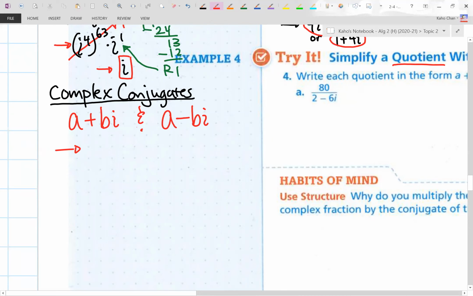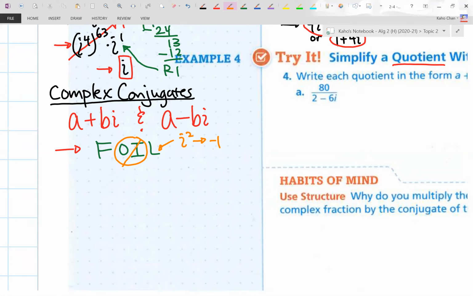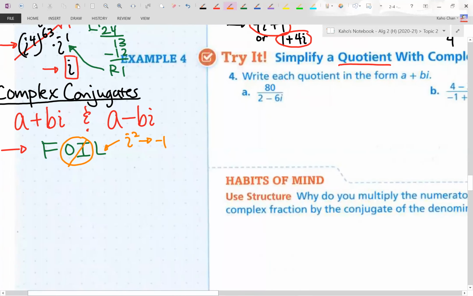When you FOIL conjugates, this is the interesting part. Like what we saw in example 3b, the O and the I cancel. And the last term, of course, is i squared, and that becomes a -1. So when you FOIL conjugates of complex numbers, they will essentially get rid of the i's themselves. And that is useful for quotients in our next problem, okay? So remind yourself, we have to use something called complex conjugates for binomials. Here we go. Good luck.